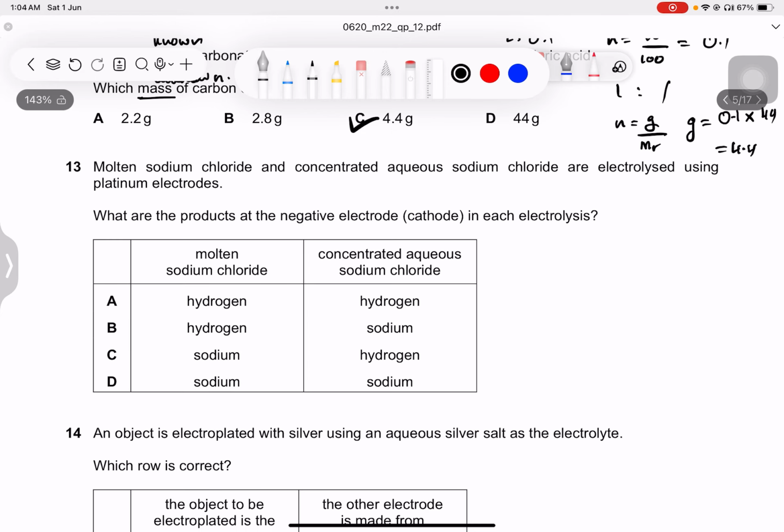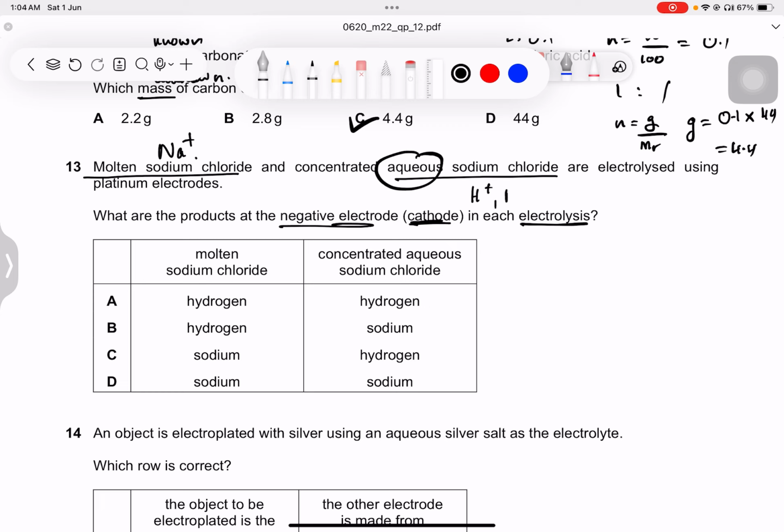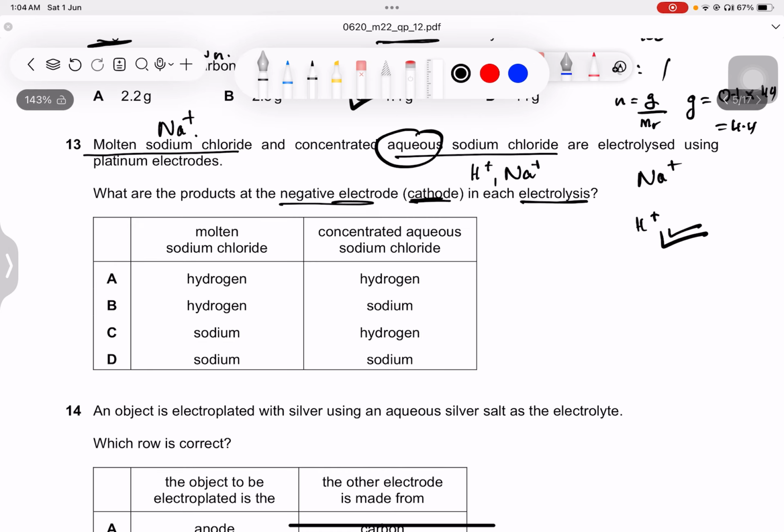Next, molten sodium chloride and concentrated aqueous sodium chloride are electrolyzed using platinum electrodes. What are the products at the negative electrode, which is the cathode, in each electrolysis? With molten sodium chloride we have only one cation which will be deposited, and in aqueous sodium chloride we have H plus and Na plus. In the reactivity series, Na plus is very high above and H plus is down below. So H plus is given the preference to discharge and deposit. So in aqueous sodium chloride we have hydrogen and in molten sodium chloride we have sodium. So option C is correct.